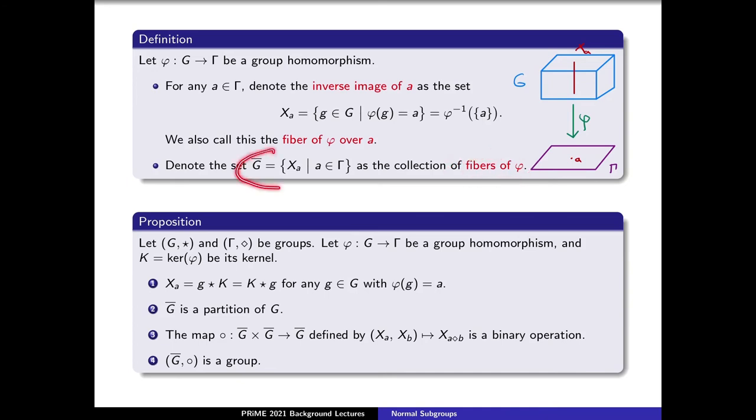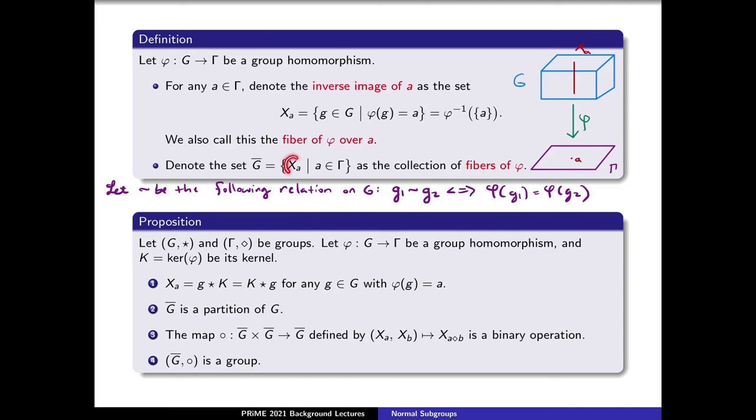But now let's think about this through equivalence relations. So let tilde be the following relation on G: g1 is related to g2 if and only if phi of g1 is equal to phi of g2. You can then show that this relation is reflexive, it's symmetric, and it is transitive, therefore an equivalence relation. And one of the things that we have with equivalence relations is that the set of equivalence classes is a partition of the set on which the relation is defined.